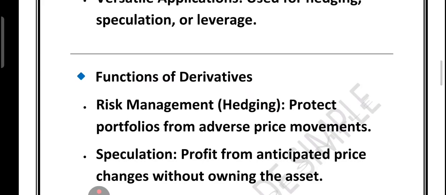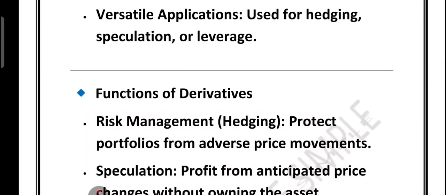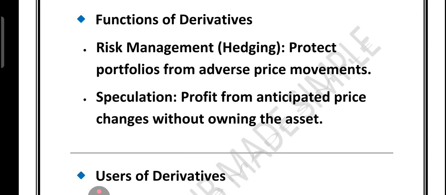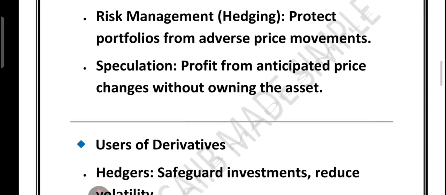So the first point is that asset-linked value is there. That means it depends on the stock, commodities, currencies, or indices. It is contractual between the parties, right? Some uses I told you: hedging, speculation, and leverage. Now, the functions of derivatives. First is hedging. Hedging means protecting the portfolio from adverse price movement. Then we have speculation. Speculation means profit from anticipated price change.